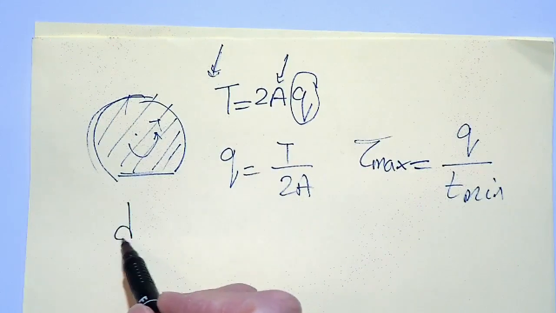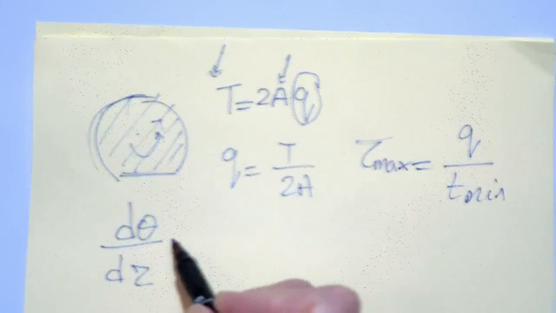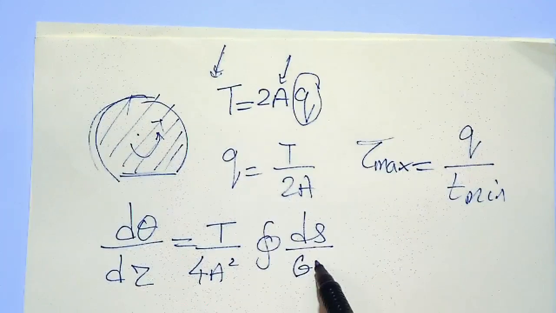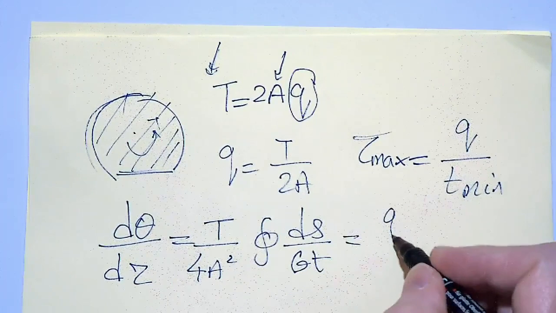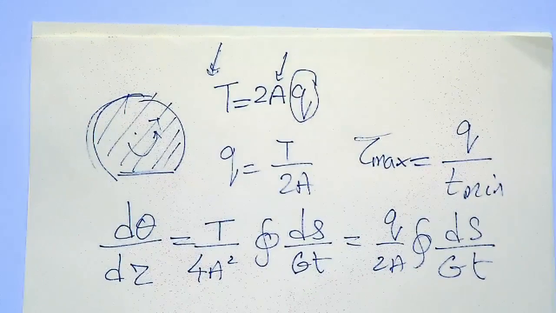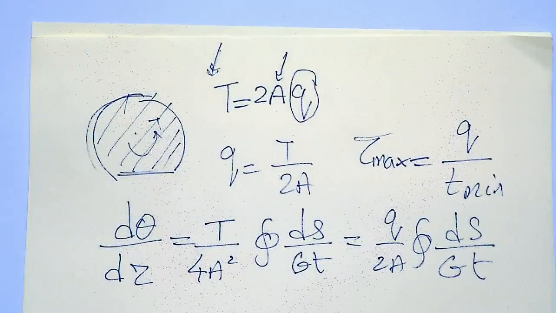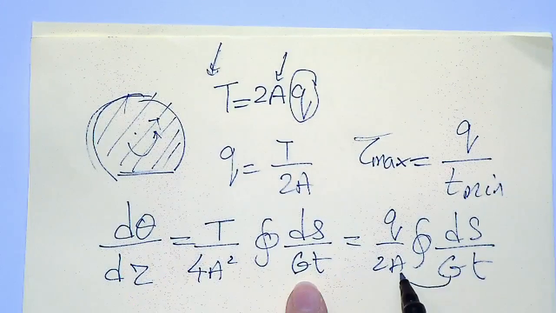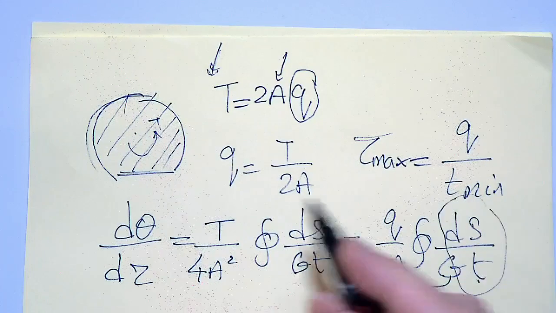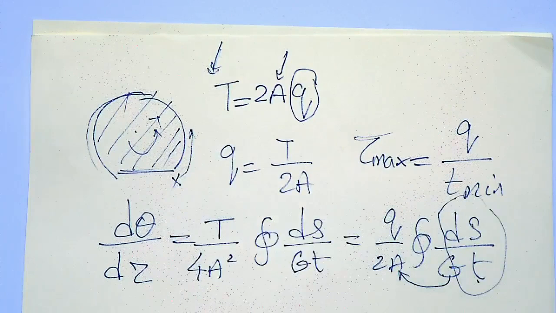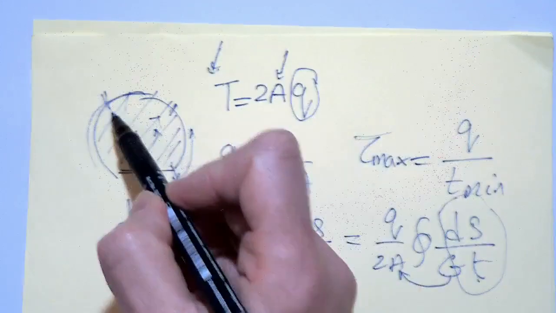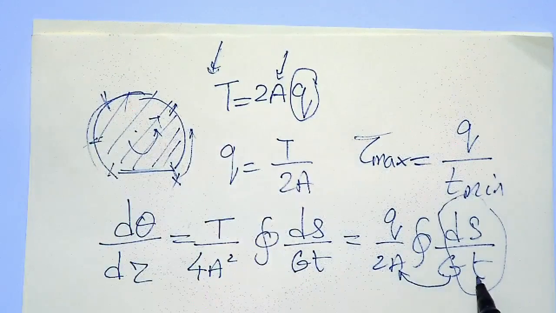Now, if I was asked to find the angle of twist, I can either say it's equal to T over 4A squared times the integral of ds over Gt, or I can use Q over 2A times the loop integral of ds over Gt, because the section is single cell. If G is constant, it can be extracted from the integral, and we just go around the section, say this is the origin of the curvilinear coordinate system, and we divide the length of each panel or shell by its thickness to find this integral.